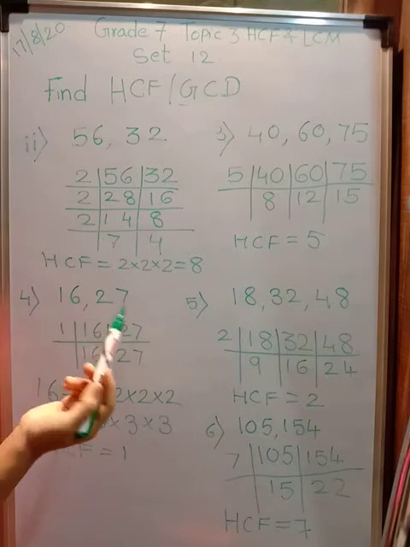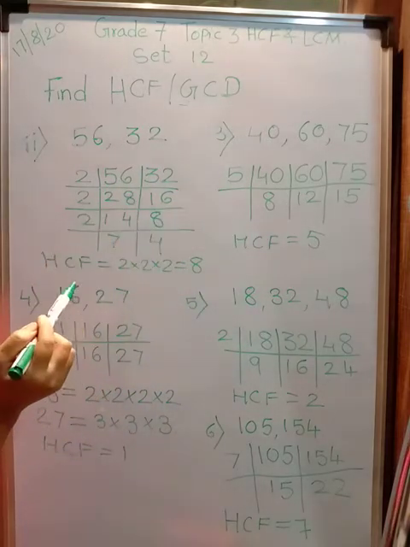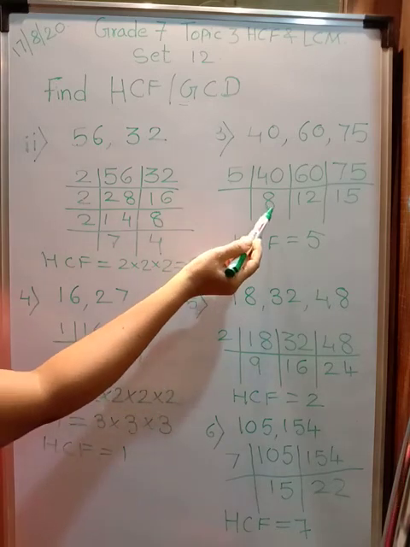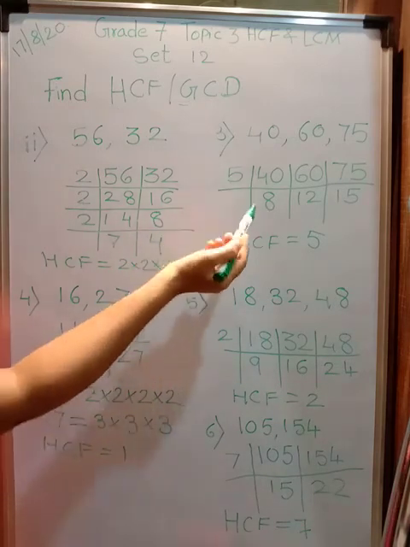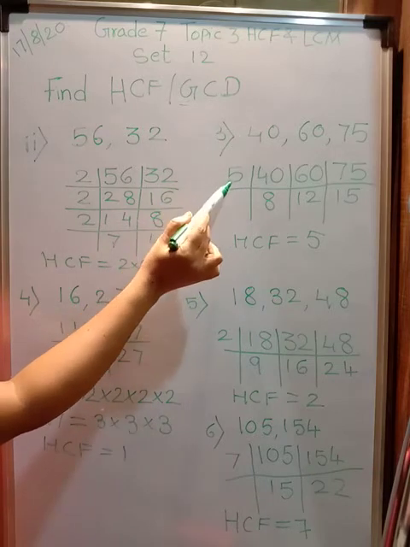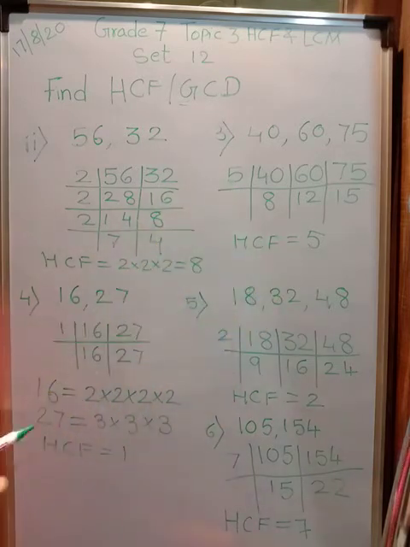The next prime number 7, nothing is divisible. After 7 you have 11. Now 8 is already smaller, so you have to stop over here. So the only number which is dividing all the three numbers is 5, and so HCF will be 5.